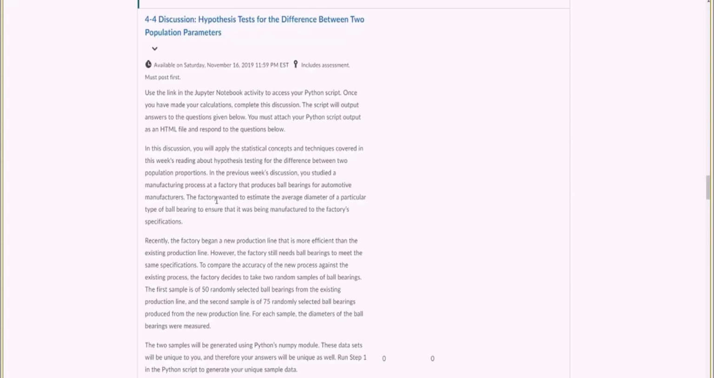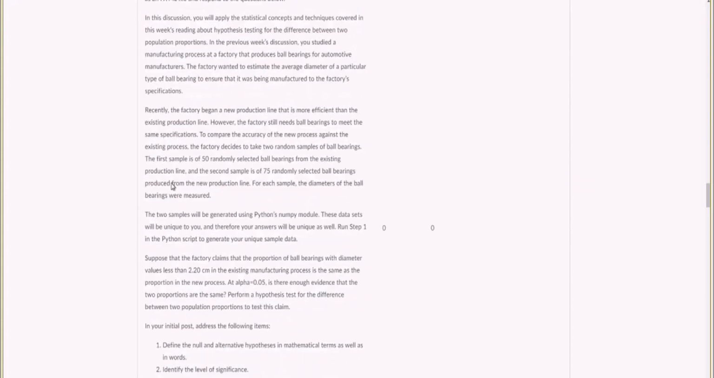And the factory wanted to estimate the average diameter of a particular type of ball bearing to ensure that it was manufactured to the factory's specifications. Now the idea this week is that the factory has begun a new production line that is more efficient than the existing production line. However, the factory still needs ball bearings to meet the same specifications.